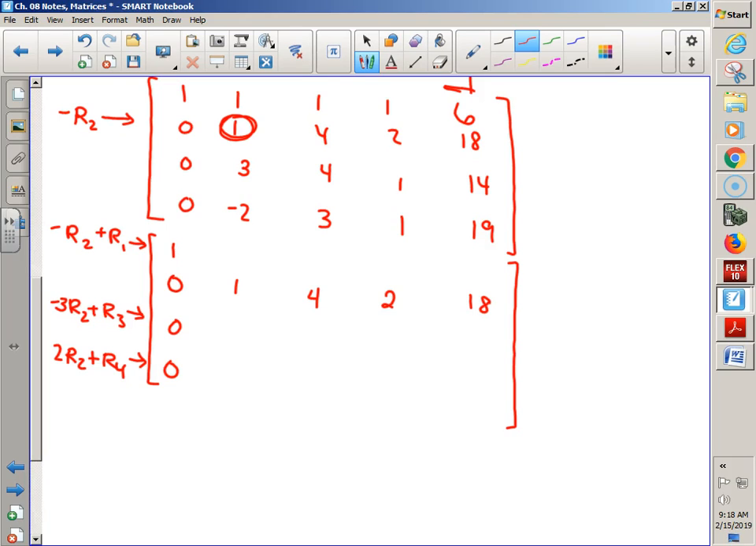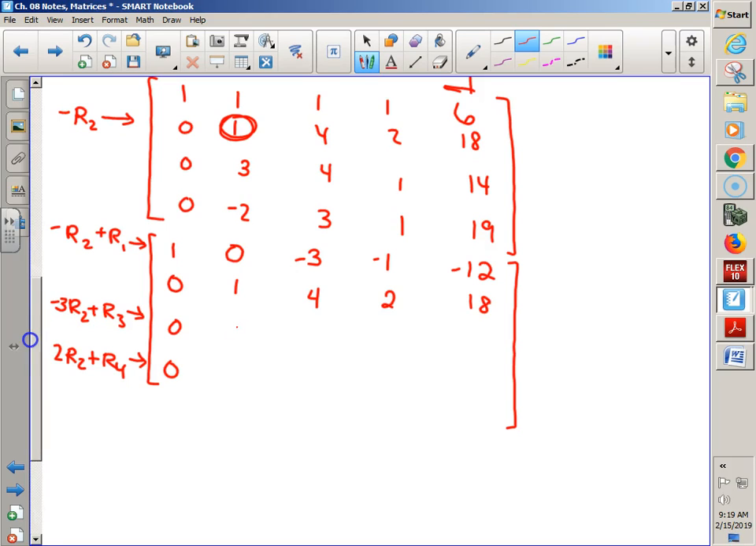Now the nice thing is anything times 1 is itself. So I'm just going to take the coefficient. So -1 plus 1 is going to be 0. -4 plus 1 is going to be -3. -2 plus 1 is going to be -1. And -18 plus 6 is going to be -12. Double check my rows, please.